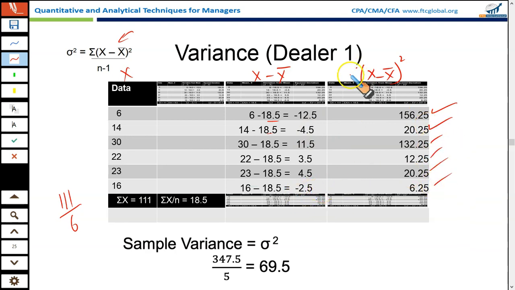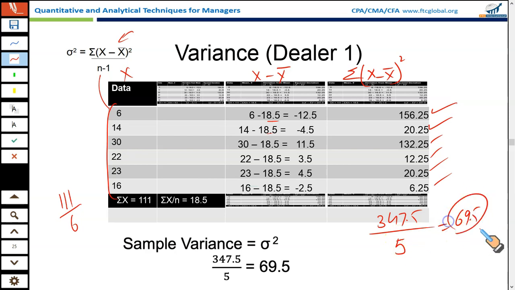And adding all these gives you the summation of (x minus x bar) squared, which is 347.5. And you divide it by n minus 1. N represents the months, 6 months. 6 minus 1 is 5. So this gives you 69.5. This is called the variance.